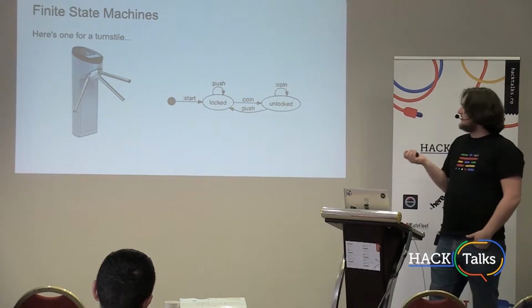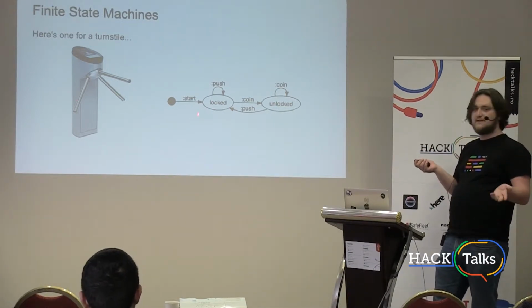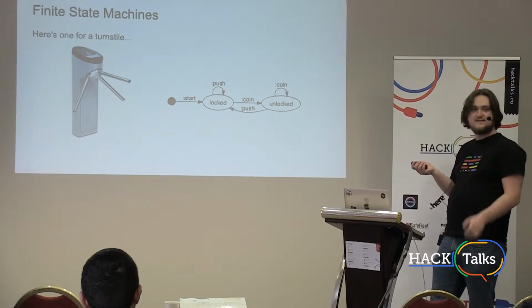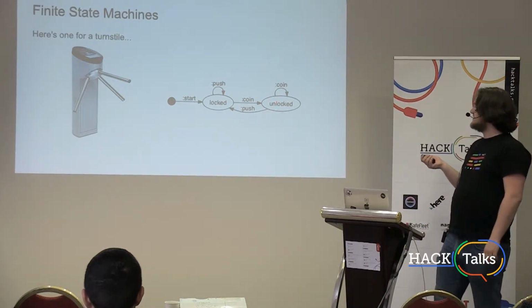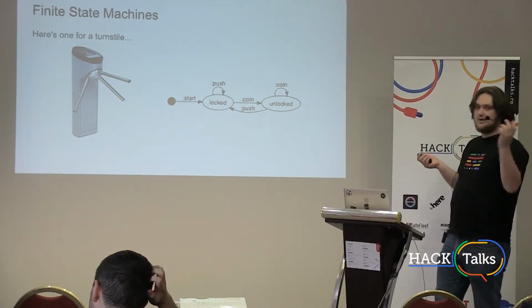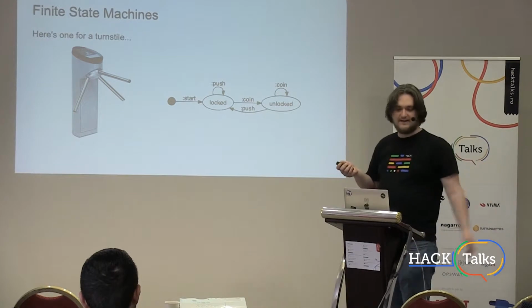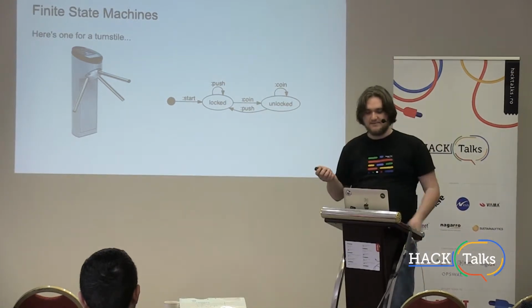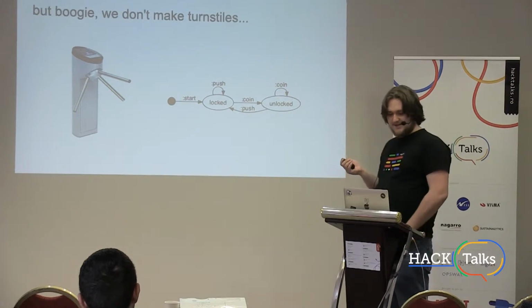So this is what a finite state machine looks like. This is for a turnstile. It starts off locked. When you push it and it's locked, it doesn't do anything. When you pop a coin in, it goes into unlocked. If you pop another coin in, it stays unlocked. Otherwise, when you push it, it goes back to locked. Fair enough, you push it, something happens or something doesn't. But we don't really make turnstiles, do we?